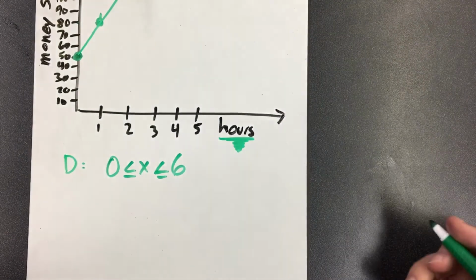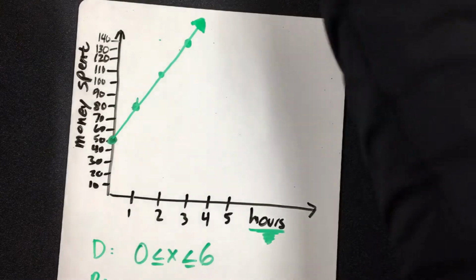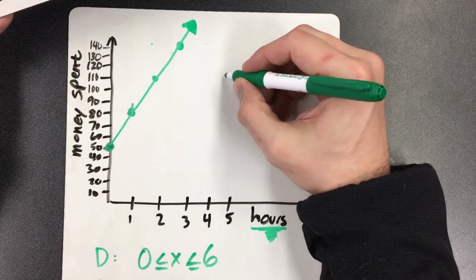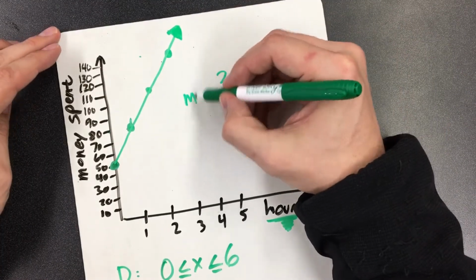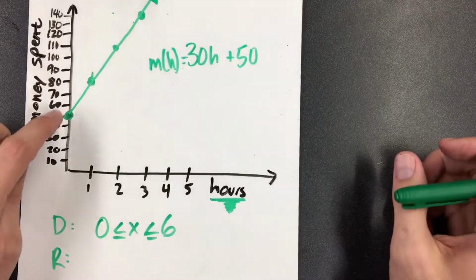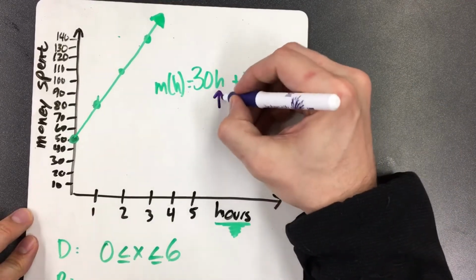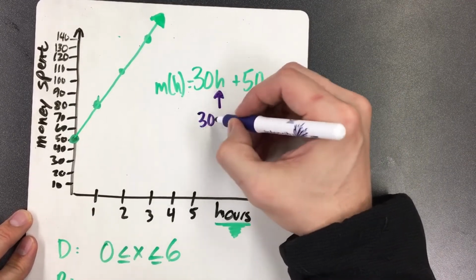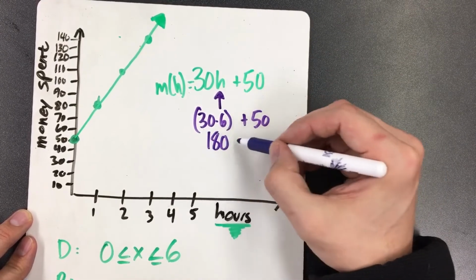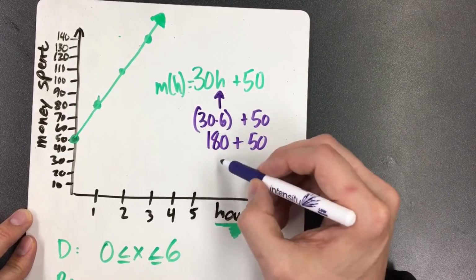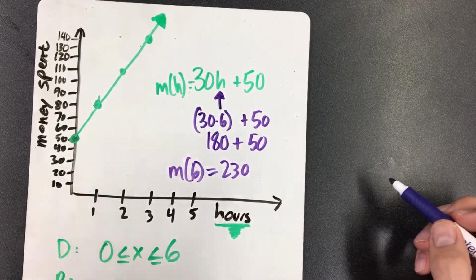Now, what is my range? How high would this graph really have gone? I didn't actually make it go all the way to 6 because I ran out of space. But if we had this equation, let me write it here just so I don't have to keep flipping it onto the screen. If I had this equation, we only did 1 hour, 2 hours, and 3 hours. What if I did all the way up to 6 hours? How much money would we have spent after 6 hours? If you put a 6 right there for the H, look at how much money you would have spent. 180 is the answer here, right? 180 plus 50. So if I put 6 in here, my answer really would have been 230. Remember how you write that? M with a parentheses 6 means I plugged in 6 for the variable.